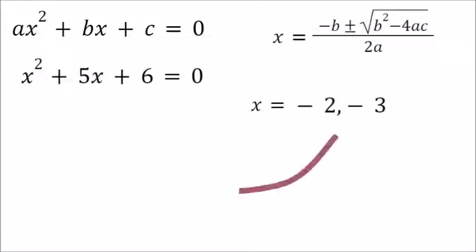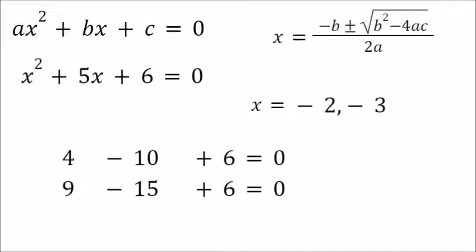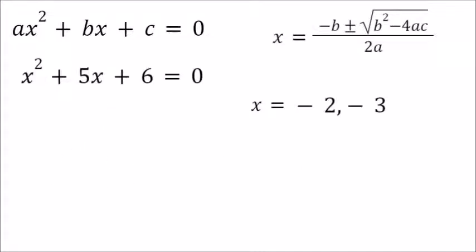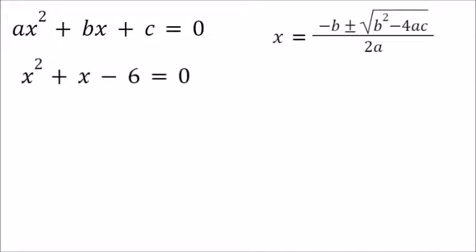Next, we'll plug these back into the equation to see if they work, and they do. A few more examples. Plus 5x becomes minus 5x, and as you can see, we are moving much too quickly. From positive 6 to negative 6, one more example. From positive x to negative x, good enough.